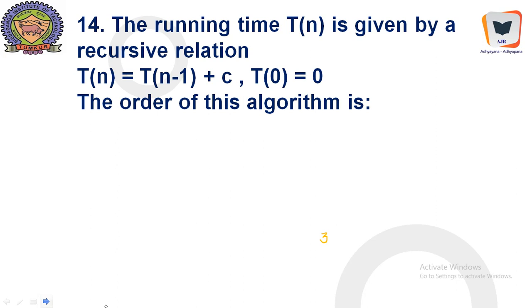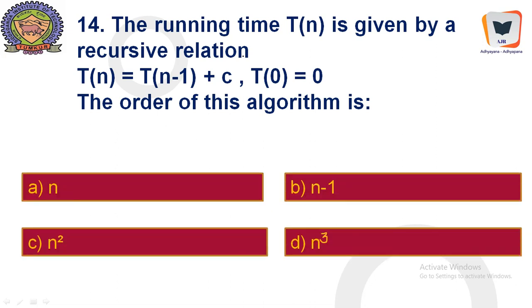The running time T(n) is given by a recursive relation, T(n) equals T(n minus 1) plus C. And there is a condition also, base case T(0) equal to 0. The order of this algorithm, let us find out. So if we solve this recurrence relation, then we will get the complexity of the algorithm. That is the thing. And we will do what is called backward substitution. Master's theorem is not applicable over here because it is not an algorithm which is driven by divide and conquer, because there is no division that is seen over here. It is straightforward. So we will go for backward substitution.